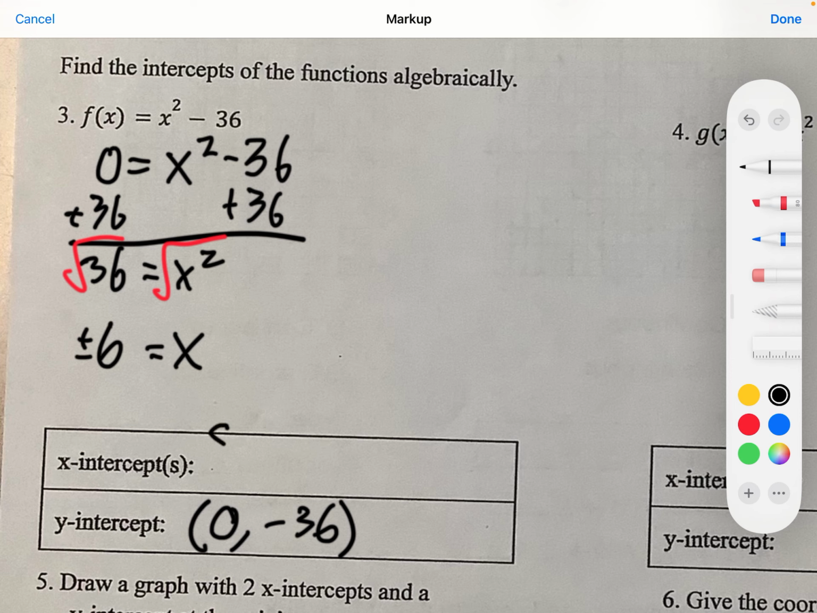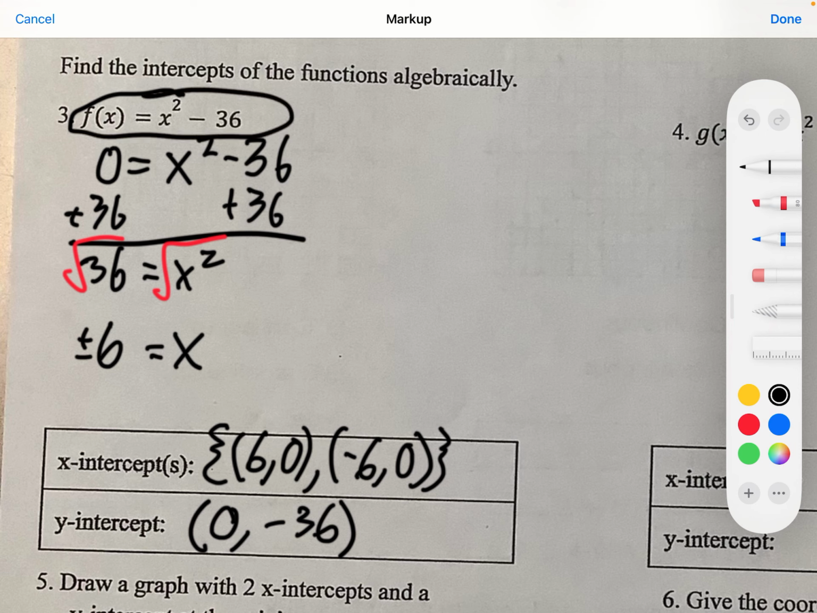Now, how do we actually write our x-intercepts? Well, I'll write it as x is either positive 6, 0, or negative 6, 0. And those are our 2 x-intercepts. That's where the function is equal to 0. So you're just setting the whole thing, f of x, equal to 0 for the x-intercept. And for the y-intercept, you just put x equals 0 and see what you get out as a result.